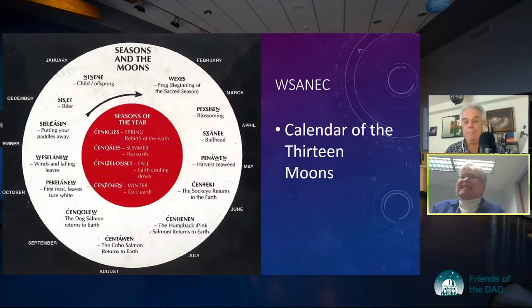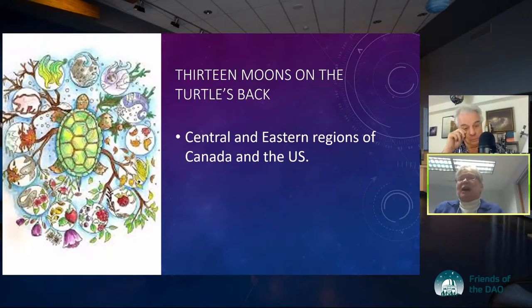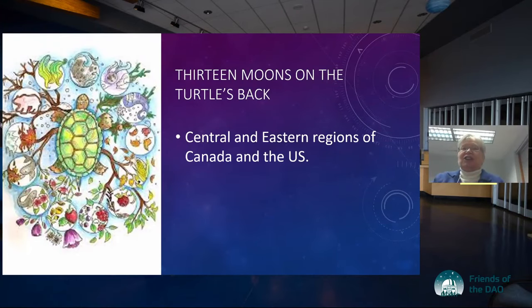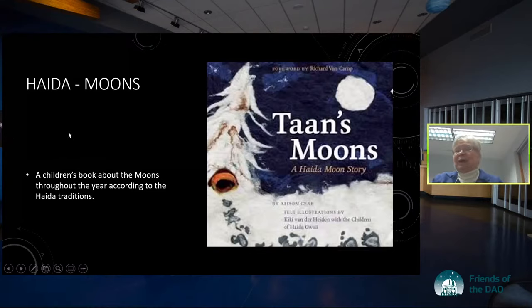So I talked about the Saanich 13 moons, but there are other ways in which other groups of people also thought about the 13 moons. There's a turtle that has 13 segments, and in the central and eastern regions of Canada and the United States, they also looked at the story of the turtle's back and all of us living on the turtle's back, with each of the 13 segments being part of that. If anybody's interested, there is a good book called Tans Moons about how the Haida people from our West Coast look at some of their moons as well.